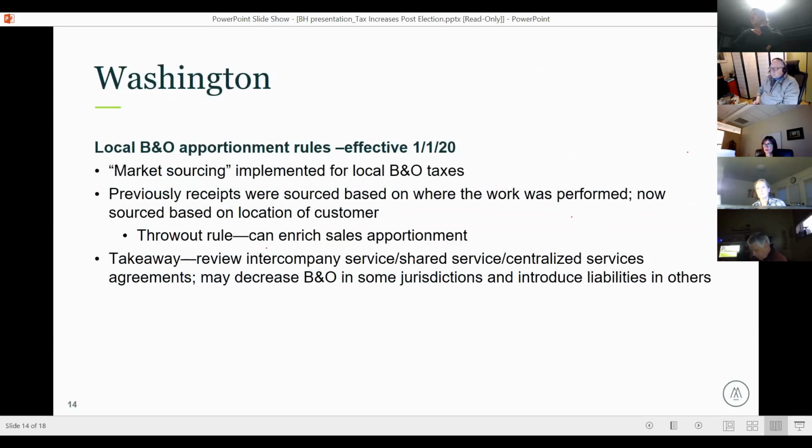So just real quickly to wrap up here, I'm afraid I'm stepping on some of Chris's time, which I didn't intend to do. For Washington, Washington has local B&O as well as state level. The local jurisdictions implemented market sourcing effective January 1, 2020. So there can be very different tax results now in Washington, receipts from services performed for Washington customers.